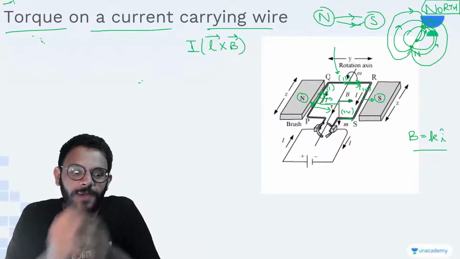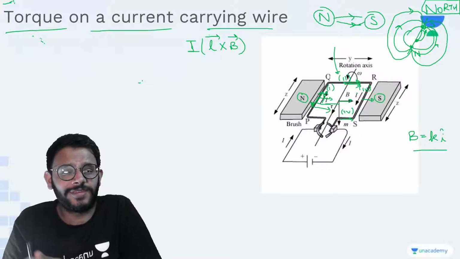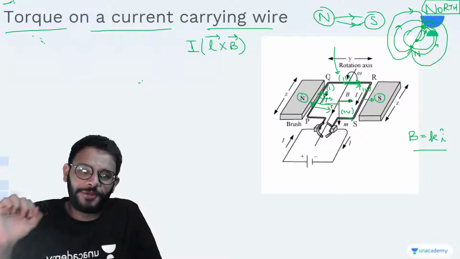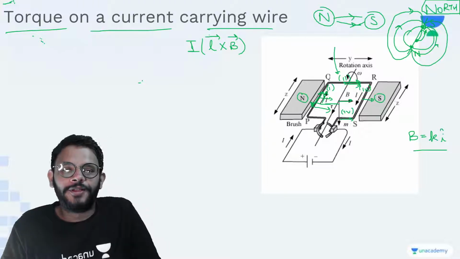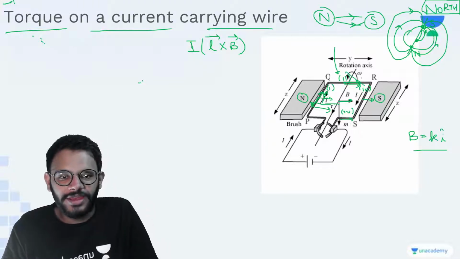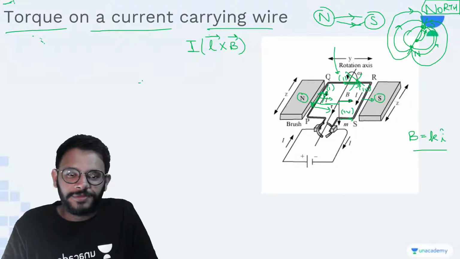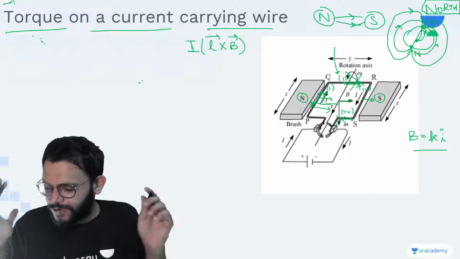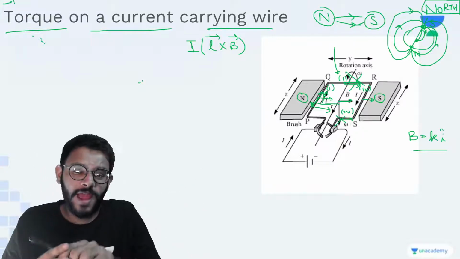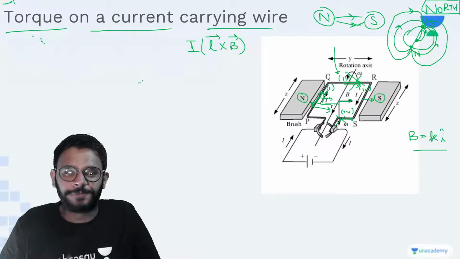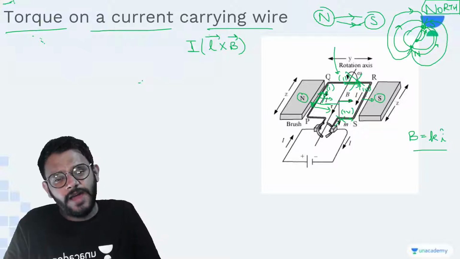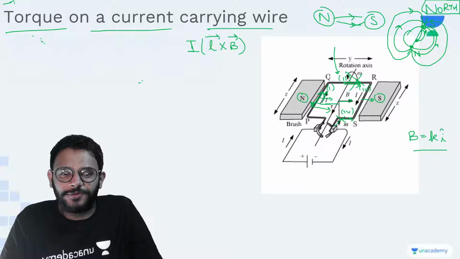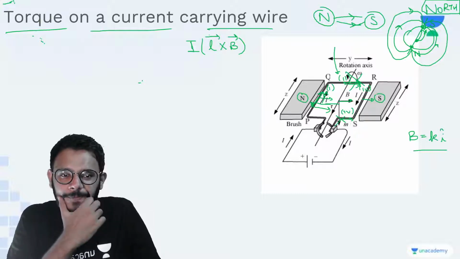So L is parallel to the B vector, so L cross B is L into B into sine of 0, which is 0, as sine of 0 is 0. So the wire is not going to experience any force at all. Similarly, the fourth wire is not going to experience any force at all, as over here the L vector is anti-parallel to my B vector. And hence, I know that L and B are not going to produce any force because of the direction.